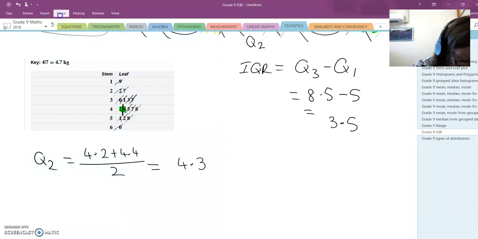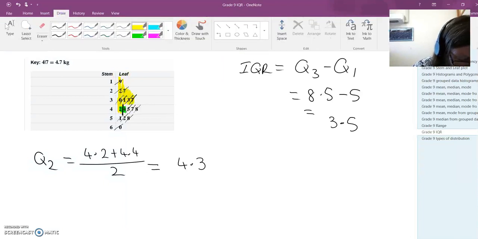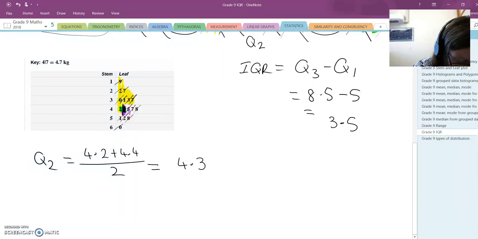Everything below my Q2 I use, so everything below it, including that 4.2, I'm going to use to work out my Q1. And everything above it, including my 4.4, I'm going to use to work out my Q3. So, similar thing, let's do our highest to lowest, etc., to work out our Q1 and Q3. So I'm going to cross off my lowest with my highest, my lowest with my highest, my lowest with my highest. I'm left with two scores.